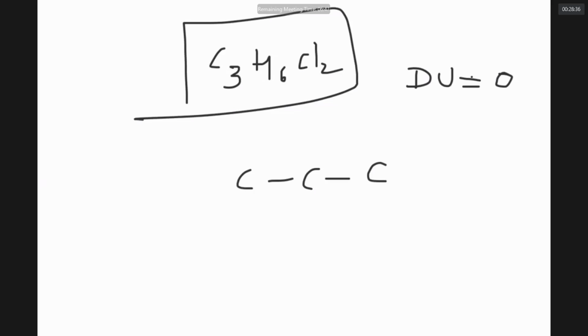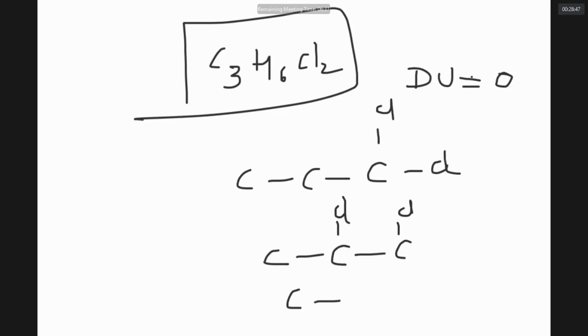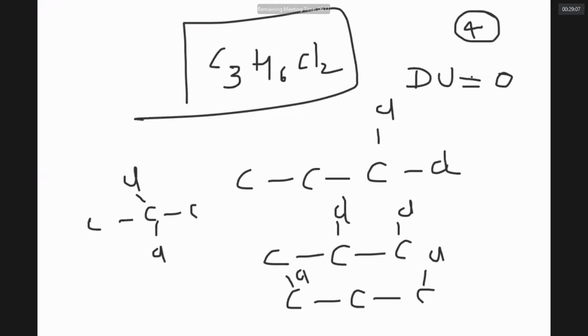It can have both Cls on carbon number 1, 1,1-dichloropropane. It can have one Cl on the first carbon, one Cl on the second carbon. It can have one Cl on the first carbon, one Cl on the third carbon. It can have both Cls on the second carbon. So C3H6Cl2 can be 1,1-dichloropropane, 1,2-dichloropropane, 1,3-dichloropropane, 2,2-dichloropropane. How many isomers are possible? 4. Can you see it really? Hello? Yes, sir.